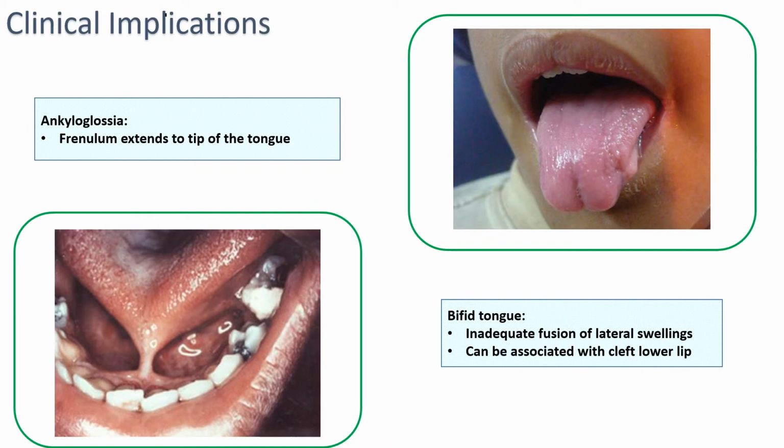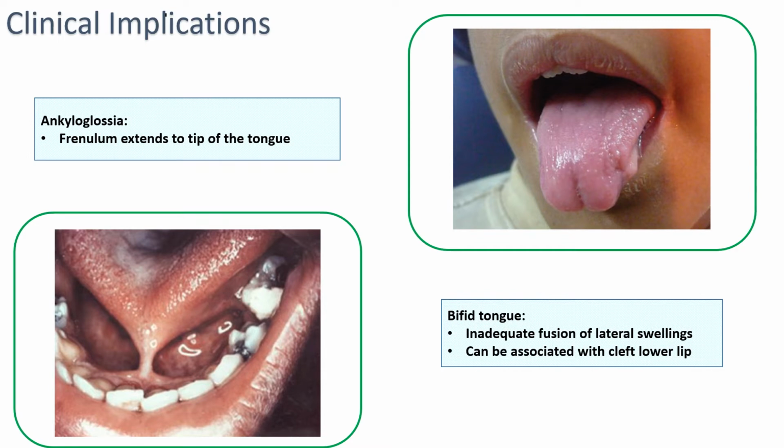And this is a problem because it limits the ability or the range of movement that the tongue has. And of course, when the tongue has sort of limited range of movement, this might affect the child's speech development. But this can be corrected through surgical intervention where they just go in and this ankyloglossia is released.